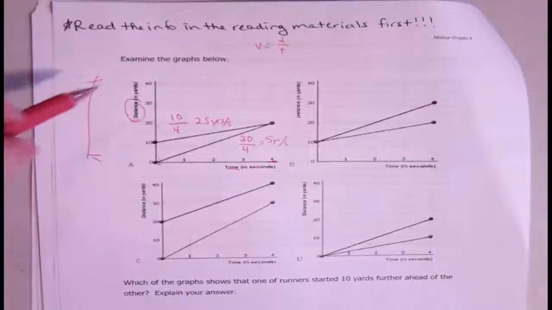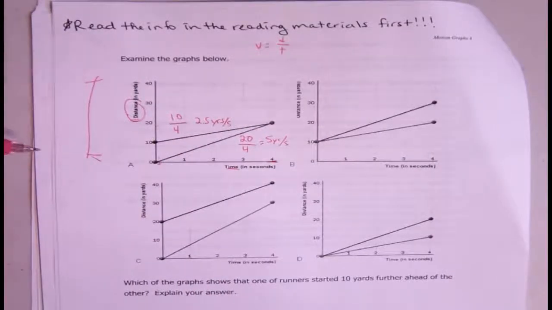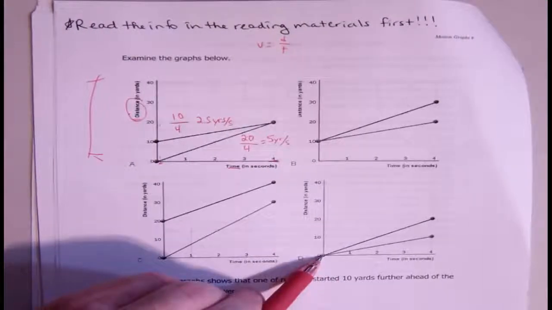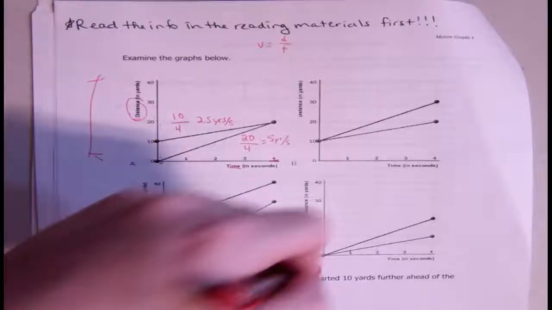So with that being said, let's look at the question. Which of the following graphs shows that one of the runners started 10 yards further ahead of the other? Wow, that's actually way easy. Just started 10 yards further ahead. Well, let's start from the wrong one so we can actually learn something. Let's start from this one. Looks like they both started from the 0-yard line. That was their distance. So it ain't D.